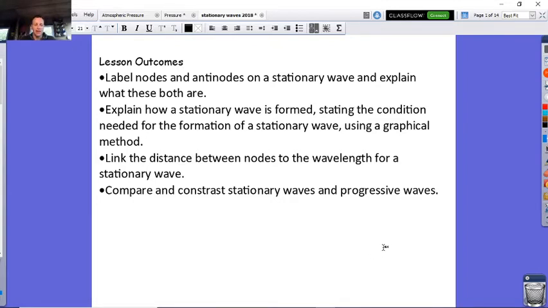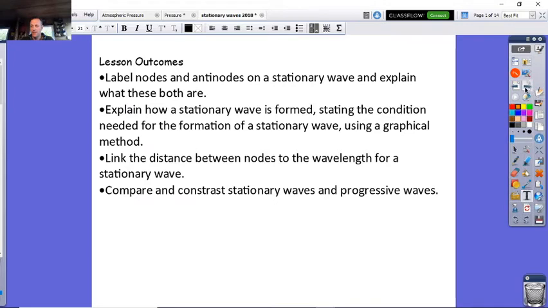And hopefully I'm going to explain the following, which is below. You should be able to label nodes and antinodes on a stationary wave, and explain what these both are. Explain how a stationary wave is formed, stating the condition needed for the formation of a stationary wave using a graphical method, and link the distance between nodes to the wavelength for a stationary wave. And then finally, we can compare and contrast stationary waves and progressive waves.